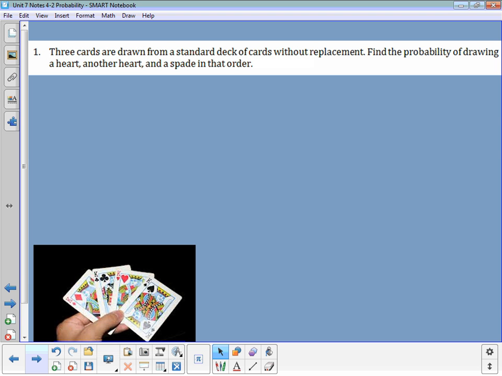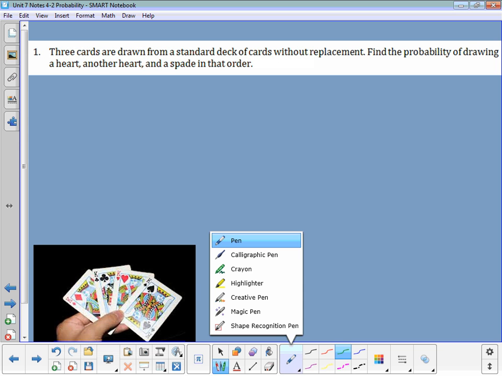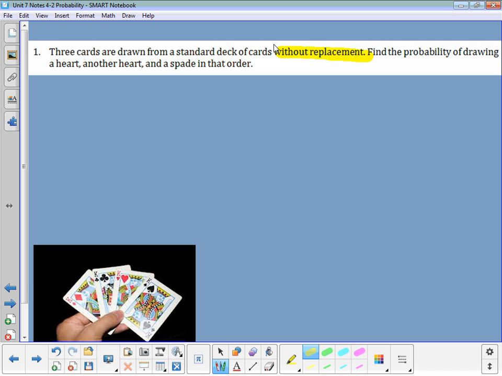Let's take a look at number 1. 3 cards are drawn from a standard deck of cards without replacement. So this "without replacement" right here is huge. This is immediately going to tell you that you are doing a dependent event when it says "without replacement." So then we know that the two are going to affect each other.